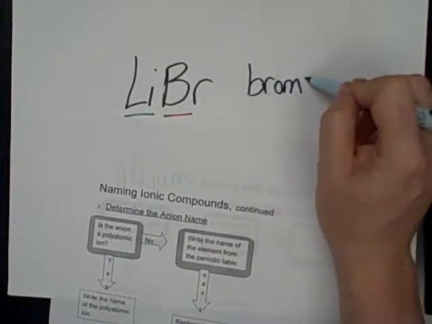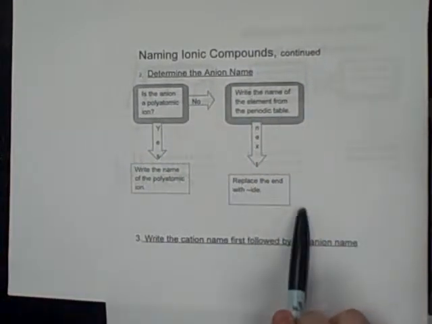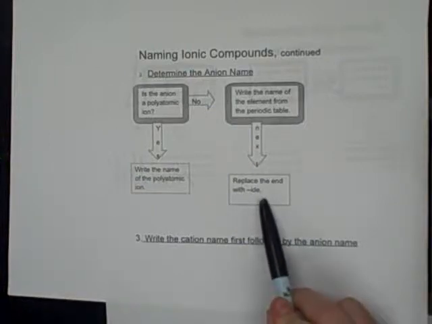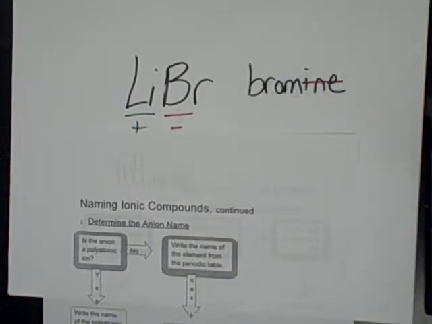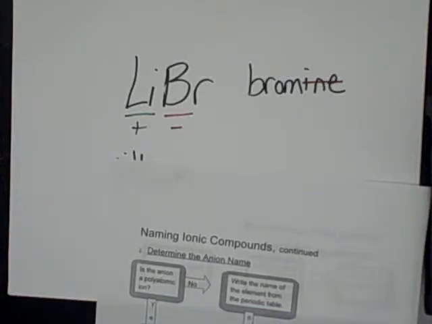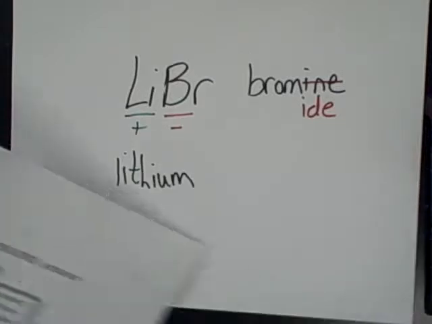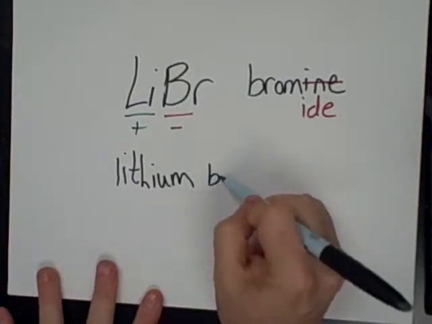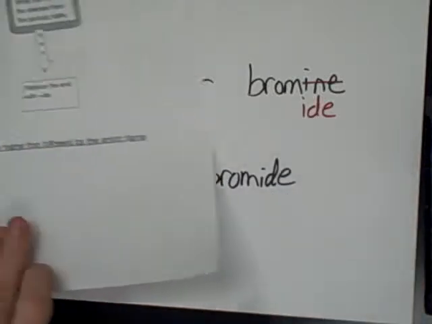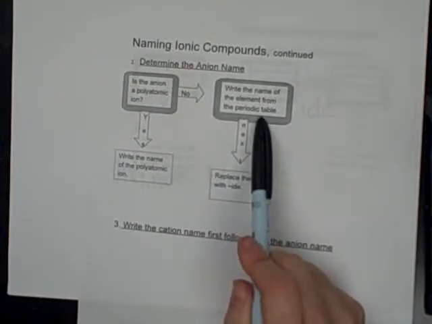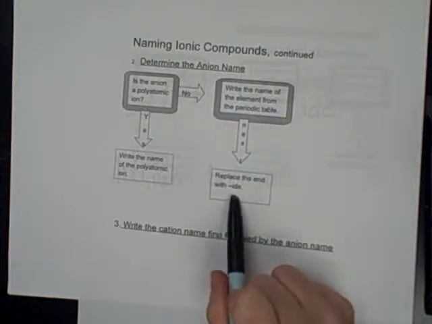but we're not done. You see there's a next arrow. There's a second step. Replace the end with IDE. So we're going to take off the INE for bromine, and we're going to replace it with IDE. So the second name of our compound is bromide. So whenever your anion, your negative ion, is a single element from the periodic table, we always replace the ending with IDE.